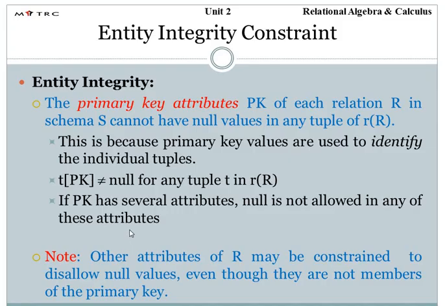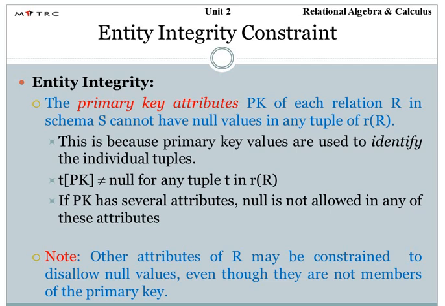Now we are going to discuss the next important topic, the entity integrity constraint. What happens in the entity integrity constraint? We have talked about 3 types of constraint. The first one was the key constraint that we discussed in the previous lecture. The next one was the entity integrity, and the third one is the referential integrity that we are going to see. So the second one is the entity integrity constraint.